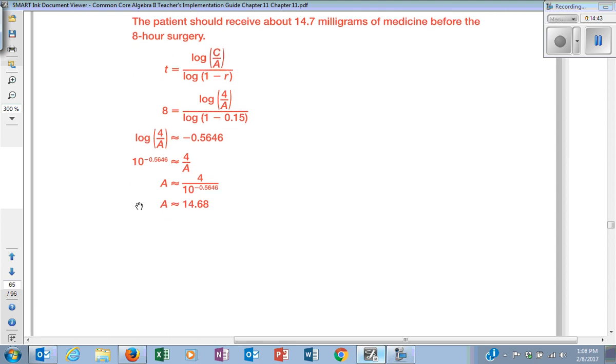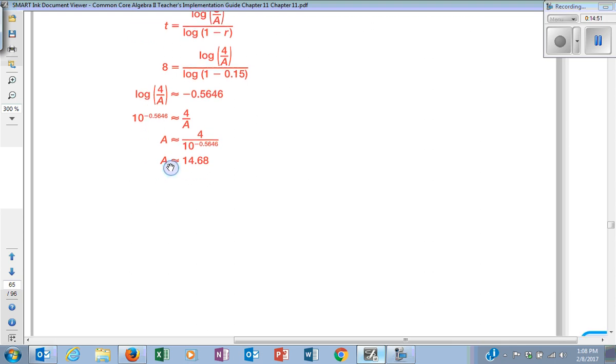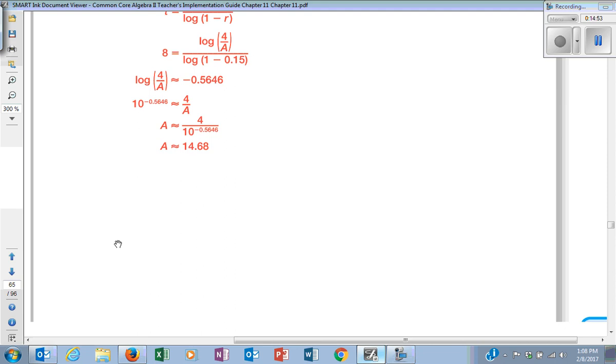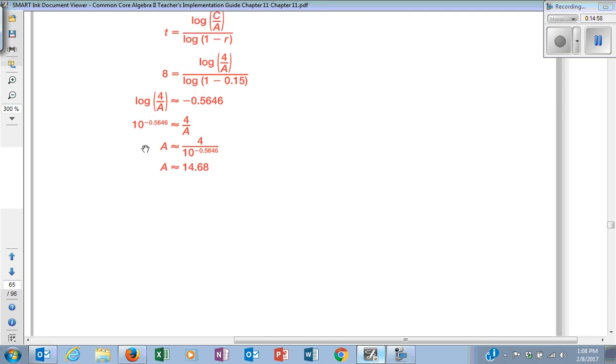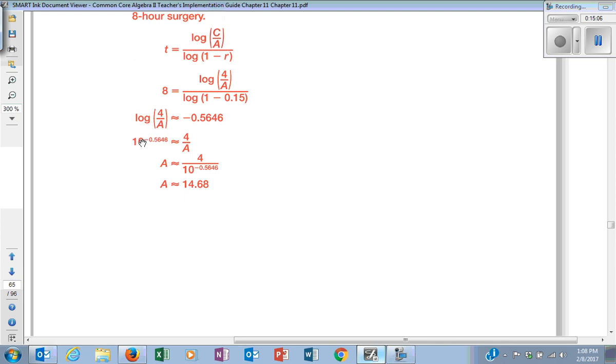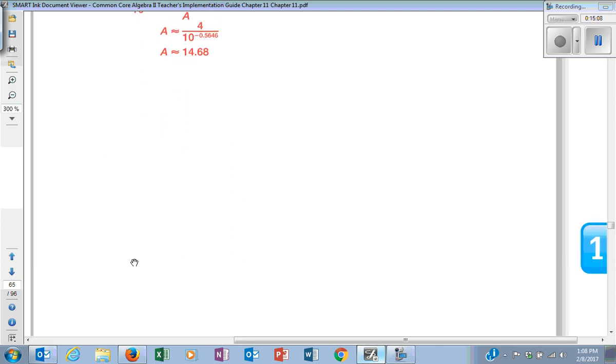How do I get A by itself? I times by A, I times by A. Then I'd have to divide by this 10 to the power, so they divided the 4 by 10, and that's how they get this answer right here. Again, they skip some steps in between here, so write it fully out and see if you still get the same answers. They are skipping some steps. They didn't show you timesing by A, and then dividing by the 10. So see if you can get that.